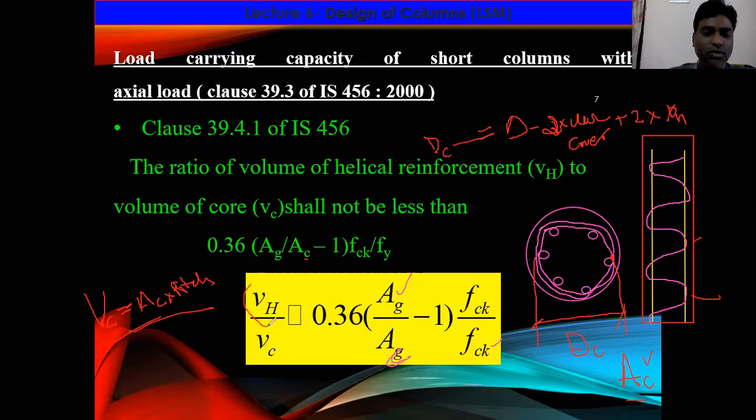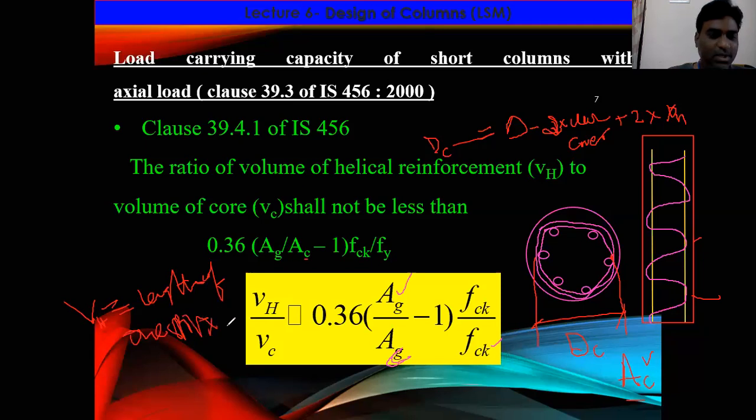Then calculate the volume of helical reinforcement. So how to calculate the volume of helical reinforcement? Coming to V of H, that is the length of one spiral into the area of the reinforcement, that is A of phi H.